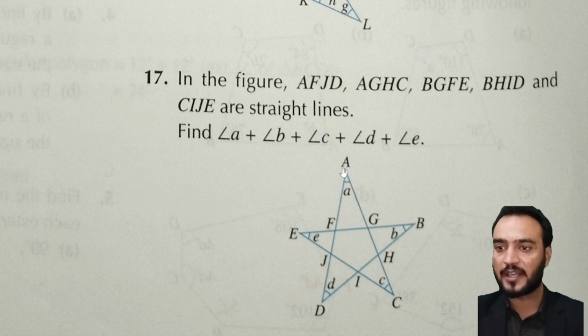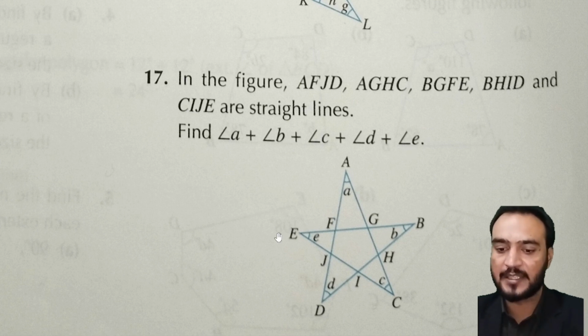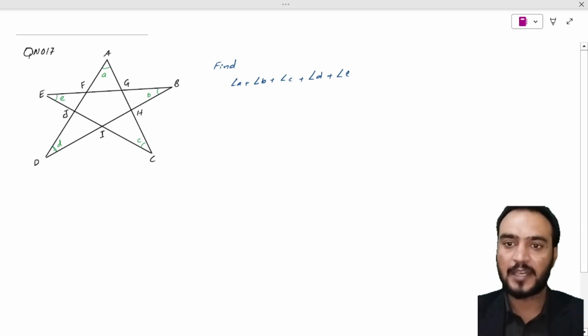The first triangle is AFG. In AFG, the angle at point F and the angle at point G both are the exterior angles, and we have to find the sum of angle A plus angle B plus angle C plus angle D plus angle E. We have to find this sum. So let us solve this question.